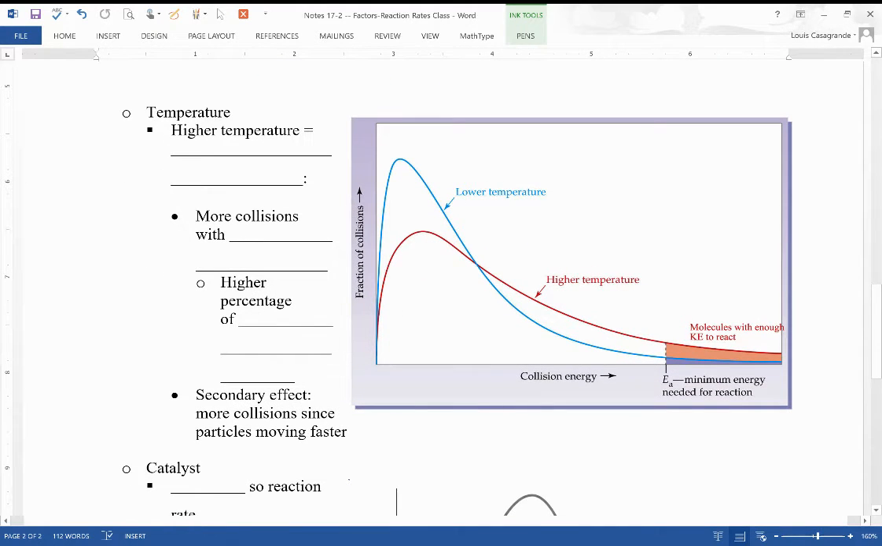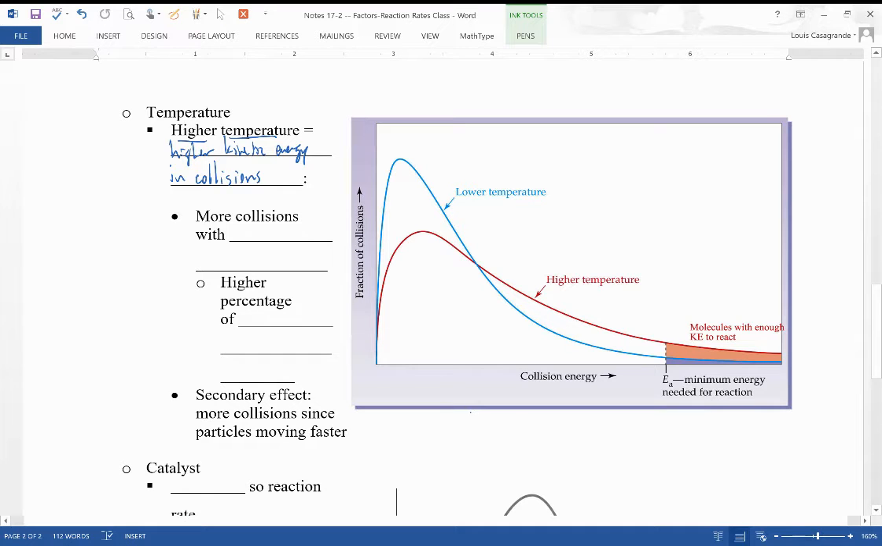So why do you put food in the refrigerator or in the freezer to keep it cold? Why does that help? Because it slows down the rate of the decomposition reaction. So it turns out that a higher temperature is going to give you a higher rate. So what's going on here? So higher temperature means higher kinetic energy in the collisions.